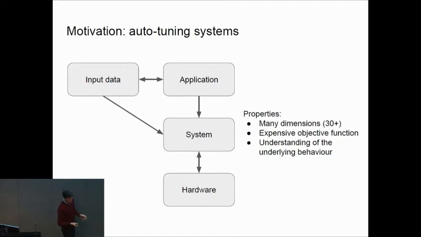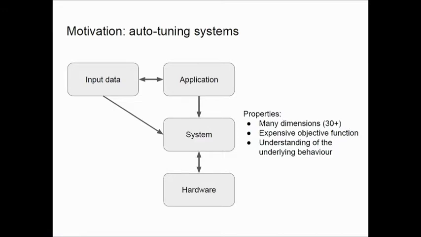So what are the properties of the problem? There are many dimensions. Often we have, say, 30 flags or more, and I'll consider applications which have this many. A second important thing is that we could consider optimizing these flags, saying we're just going to use some sort of black box optimizer. But the objective function is also quite expensive. It's often at least 5 minutes, and it could be an hour.